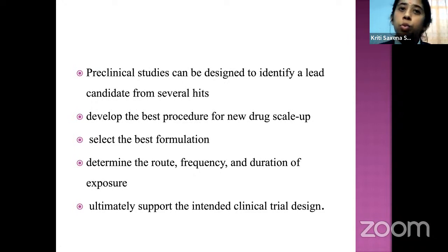We have to determine the route, either oral, intravenous, or intramuscular, the frequency of dosing, and the duration of exposure, because every drug has its own individual half-life. We have to identify for which frequency and for how long we can leave our animal exposed to the drug. Ultimately, the data provided from all these tests supports the intended clinical trial design. Whatever outcome we get from all these tests is the supporting document for a proper and successful clinical trial design.